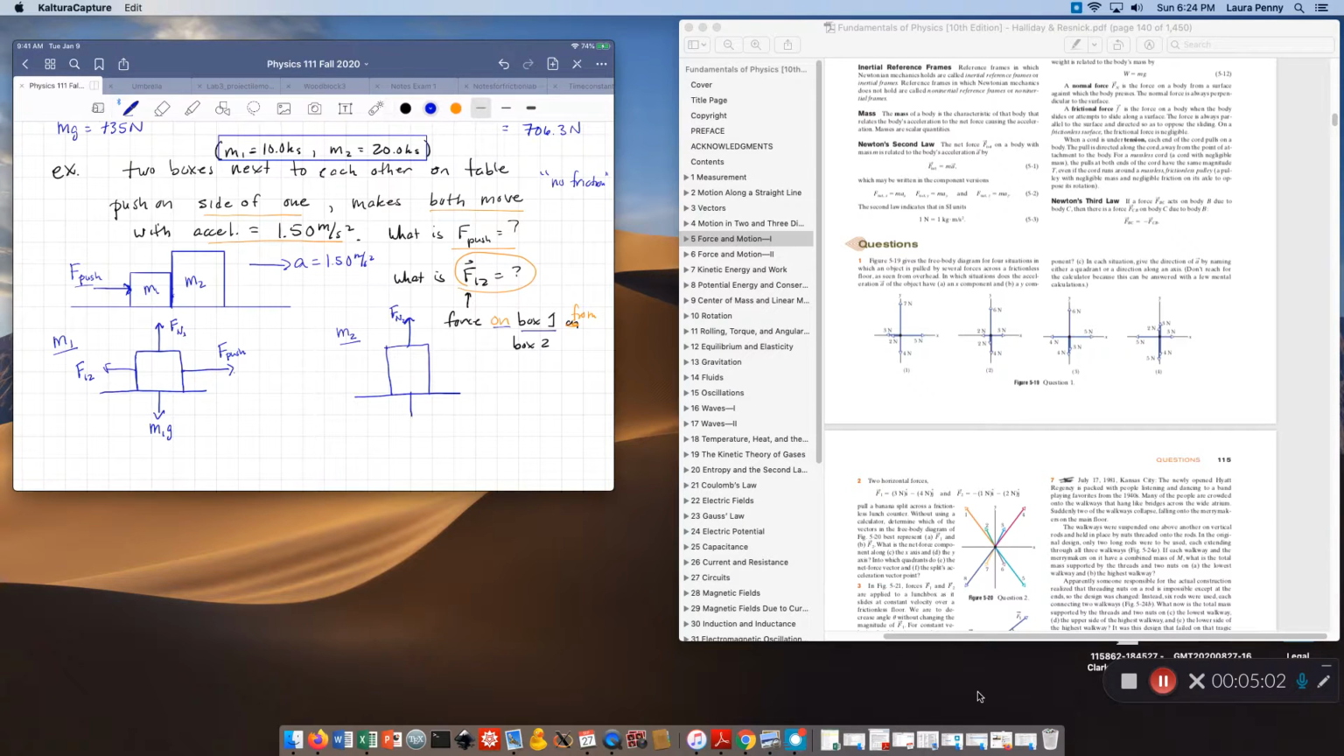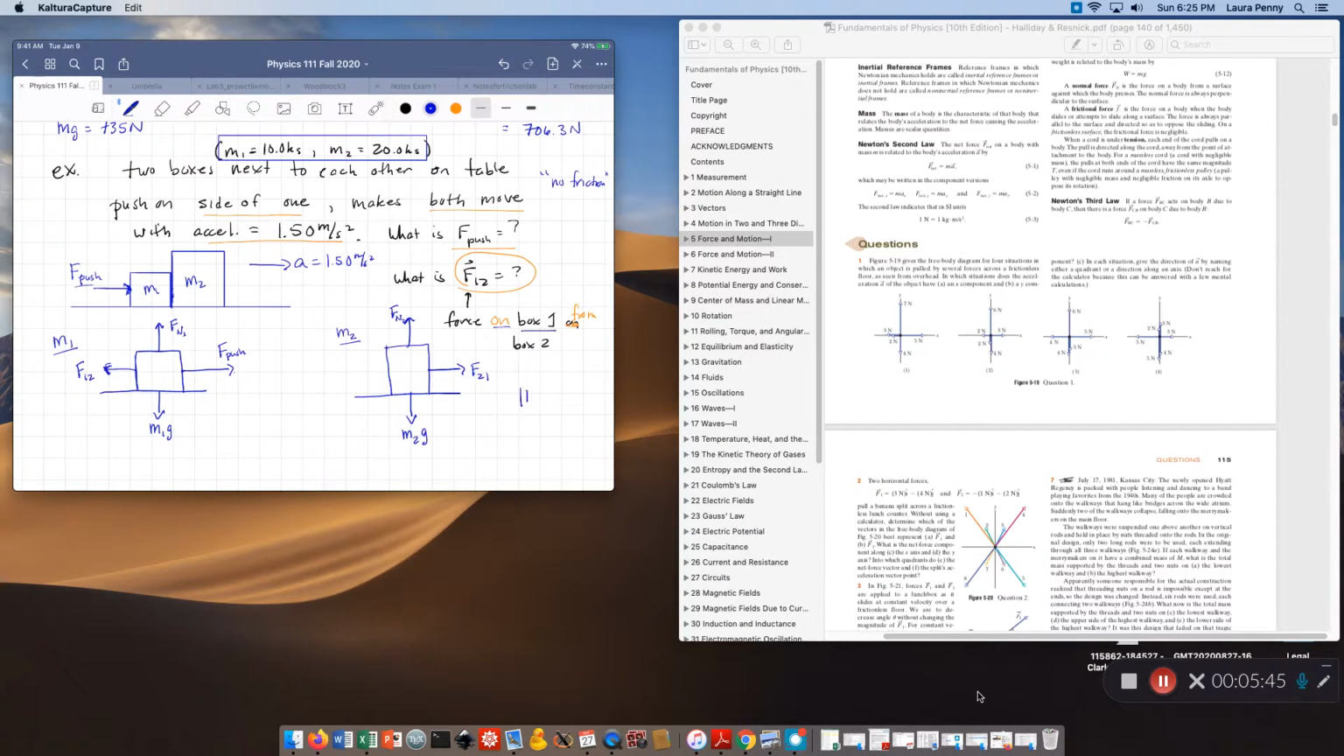On mass 2, I still have gravity, but this is m2g. Now this pushing force, I'm pushing on m1. I'm not touching m2. And if I don't touch m2, I am unable to exert a direct force on m2. So the pushing force is not exerted on mass 2. What is exerted is the equal but opposite force of force 1,2. There is force 2,1. This is the reaction force.